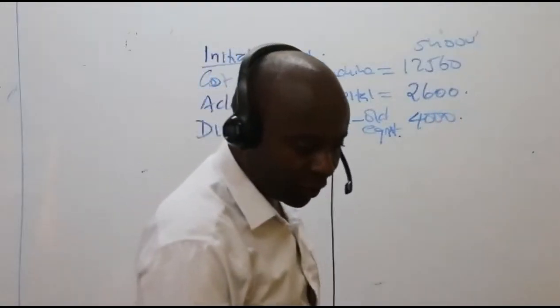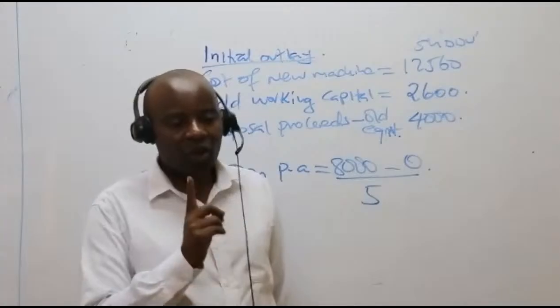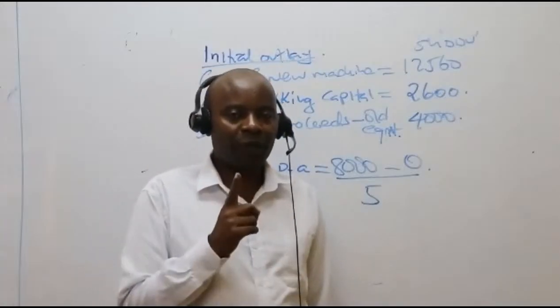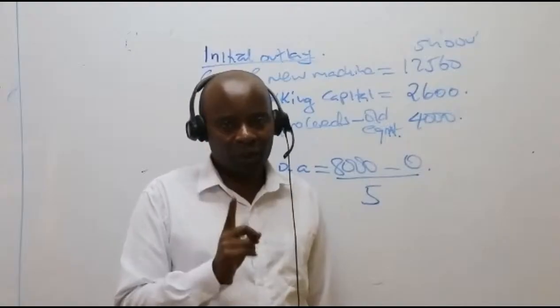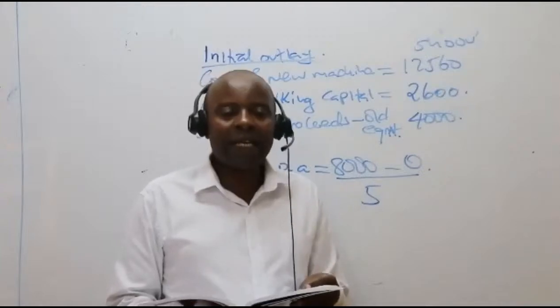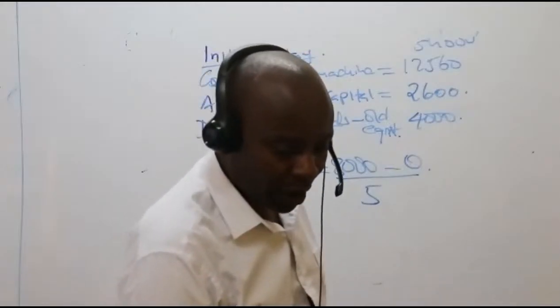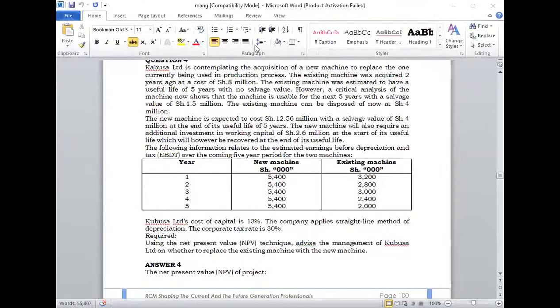We discussed this issue of accumulated depreciation. So allow me kindly to repeat this concept of net book value. Specifically, I would want us to get the depreciation of the old machine. So depreciation of the old machine, what have they told us? In line number 2 of the first paragraph, they're telling us the existing machine was acquired 2 years ago at a cost of 8 million. The existing machine was estimated to have a useful life of 5 years with no salvage value.